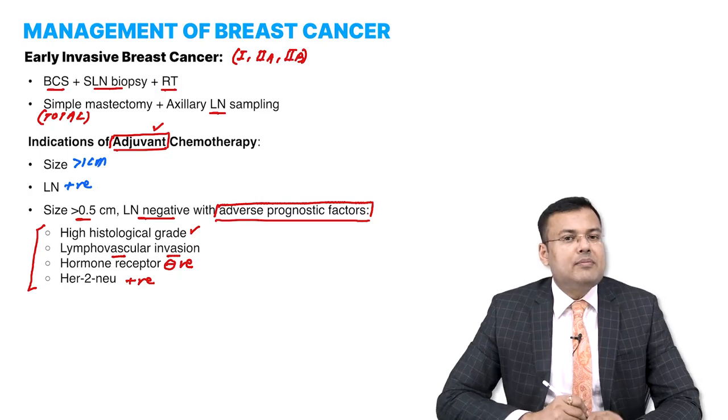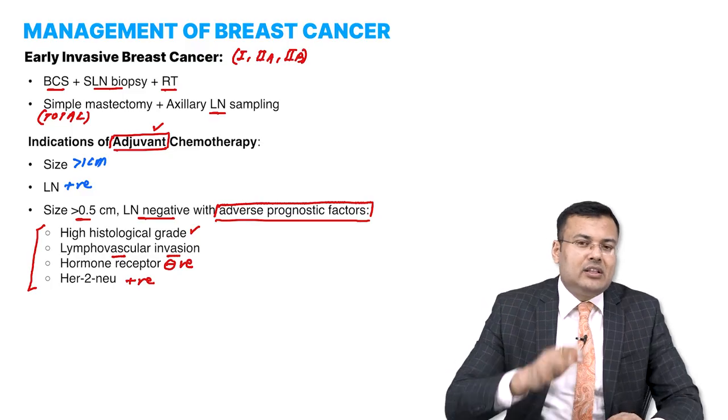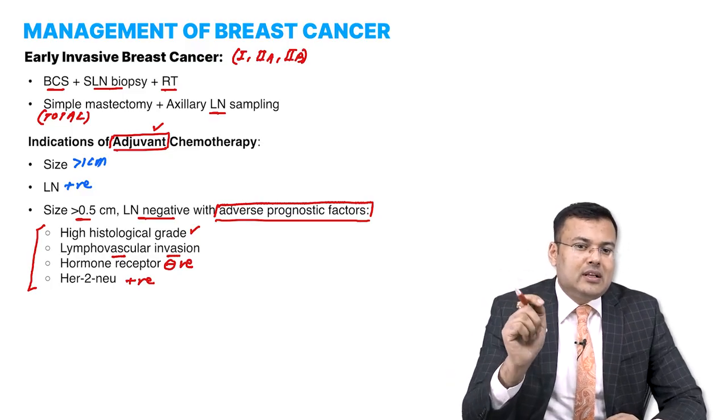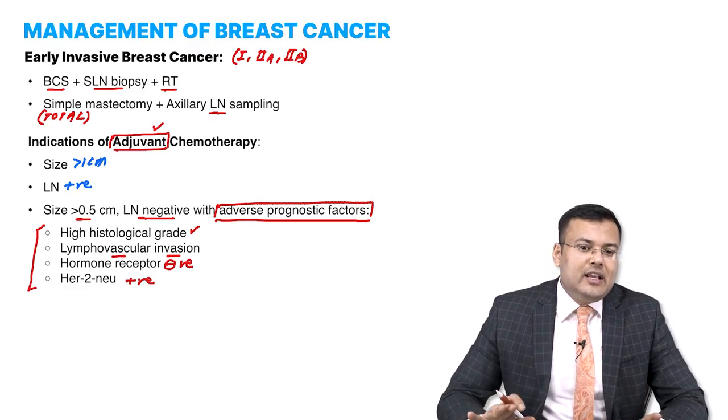And what kind of chemotherapy is this? Tell me. Adjuvant. So chemotherapy is given after surgery on the basis of the biopsy report. This is adjuvant chemotherapy for which patients? For early invasive breast cancer.